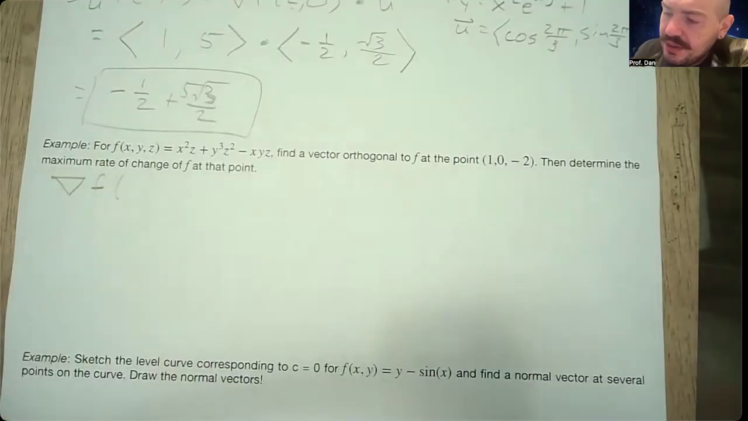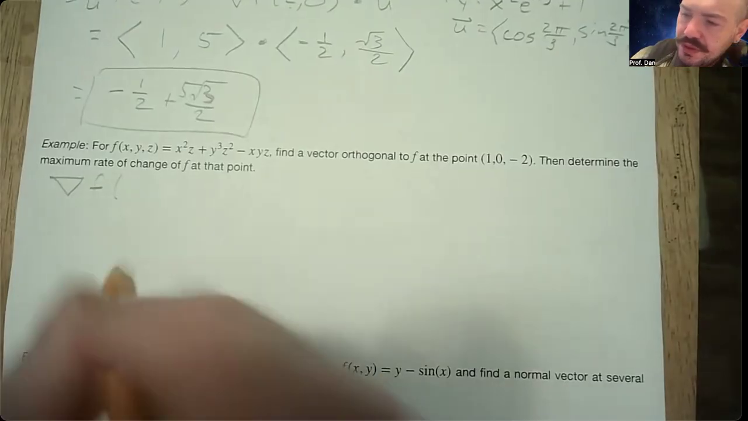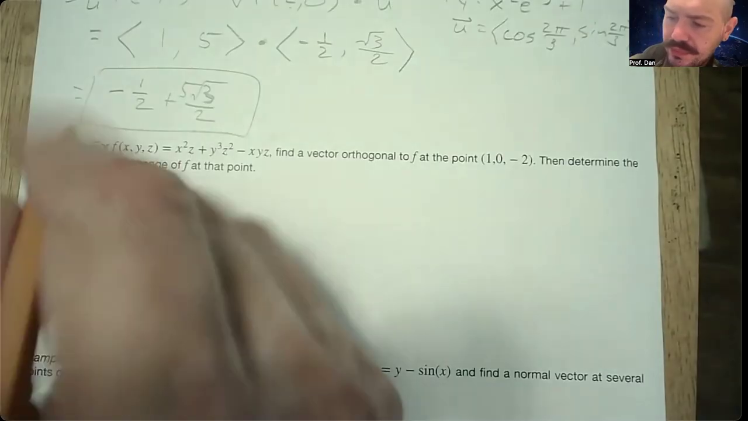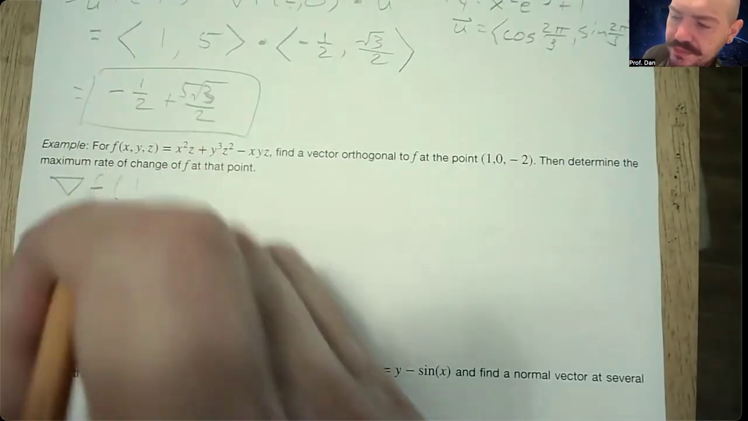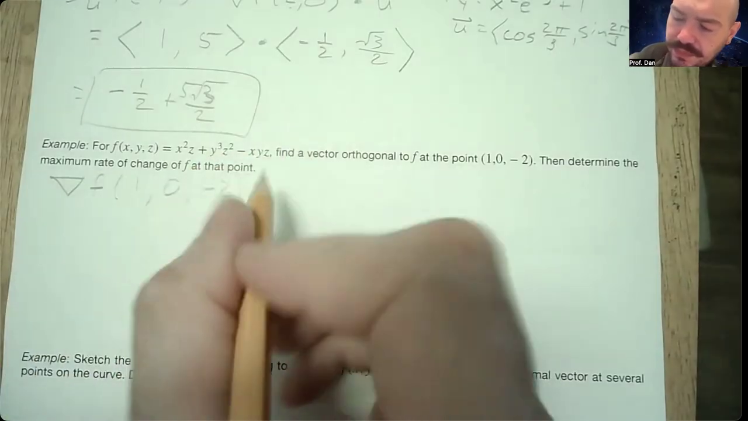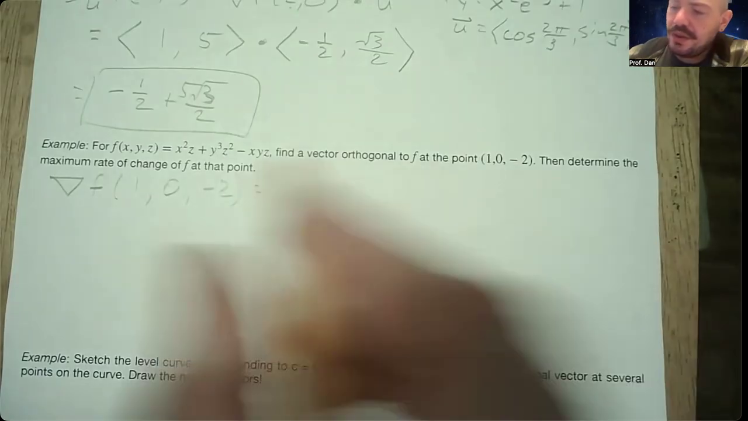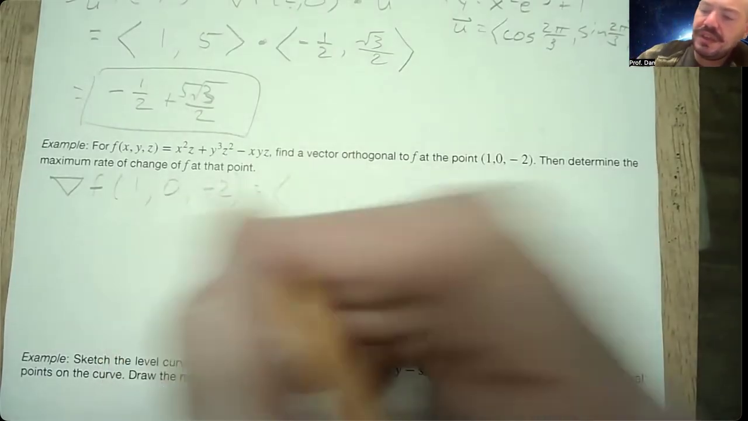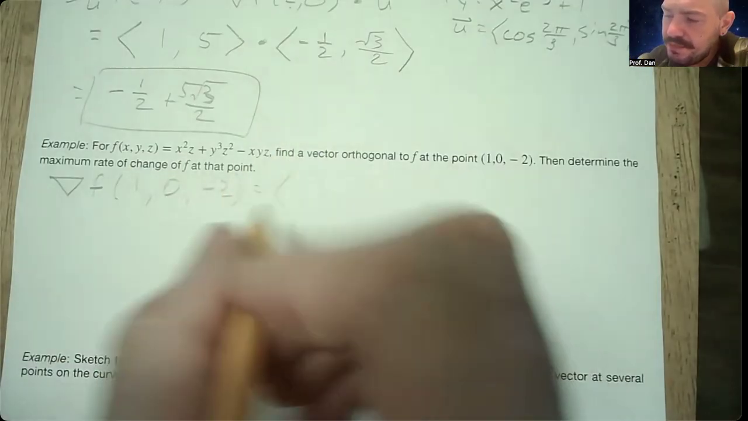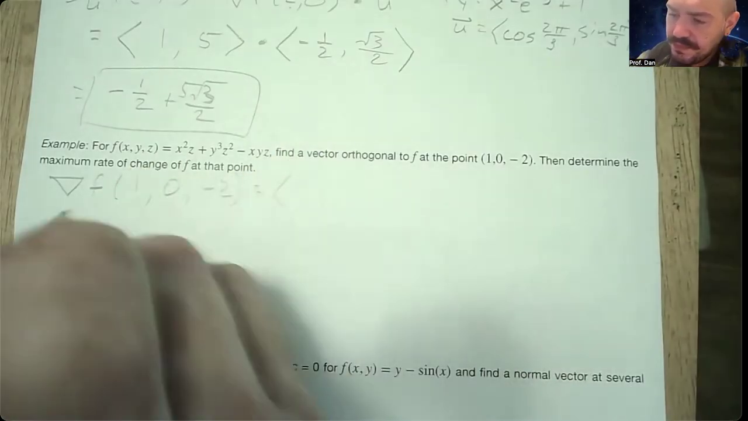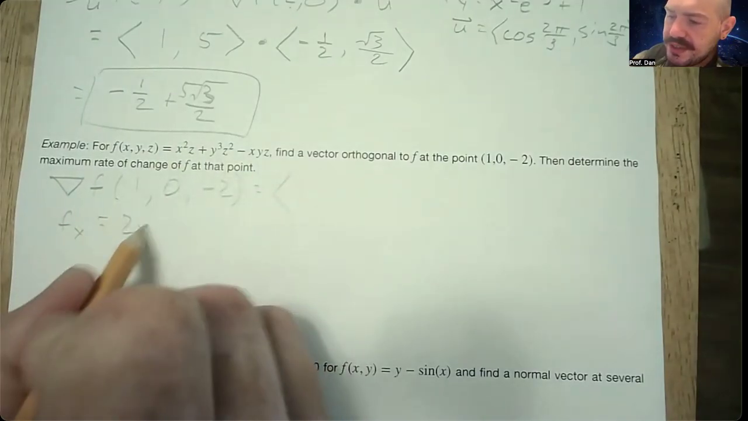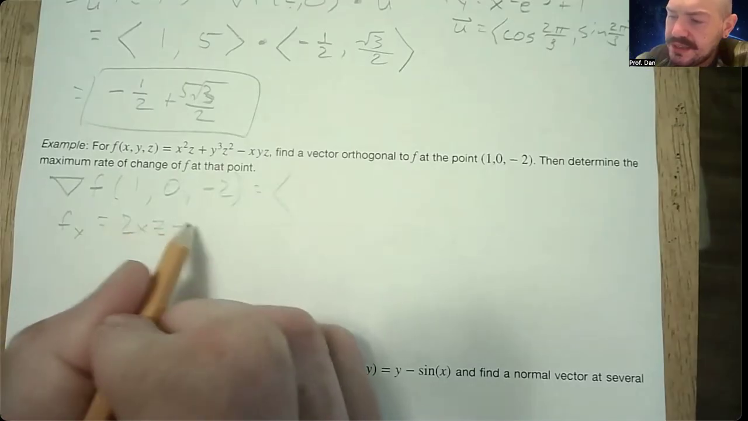So the gradient of f at this coordinate, we can get from taking our first partial derivatives. So we have, just to write them out here, 2xz minus yz.